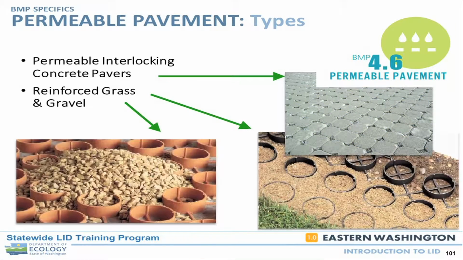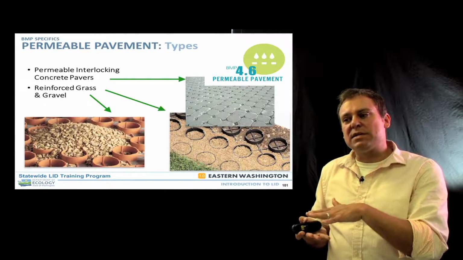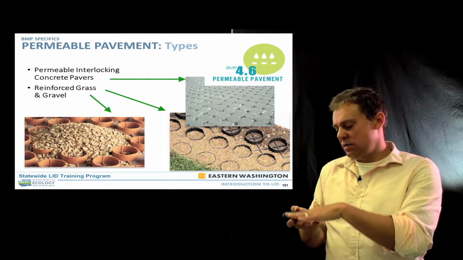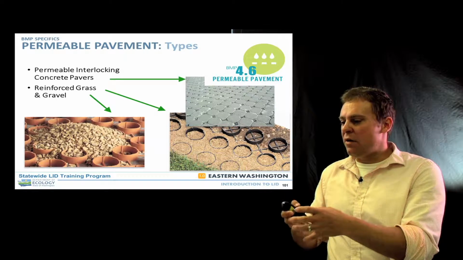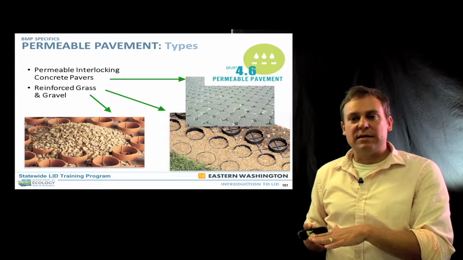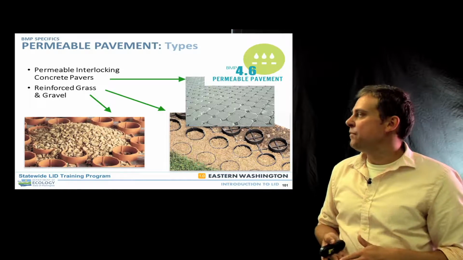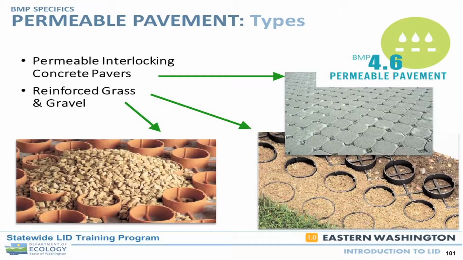Here are some pictures of permeable interlocking concrete pavers. Again, they're paver systems with gaps in them. And then you have these reinforced grass or gravel systems that are basically like little plastic cups that spread loads and provide a hard surface while still allowing the infill material like gravel or grass to not become compacted. That's really what those systems are about. Those are for much more low-use applications, but much lower cost.